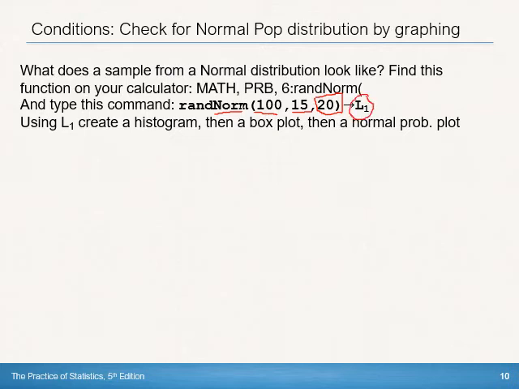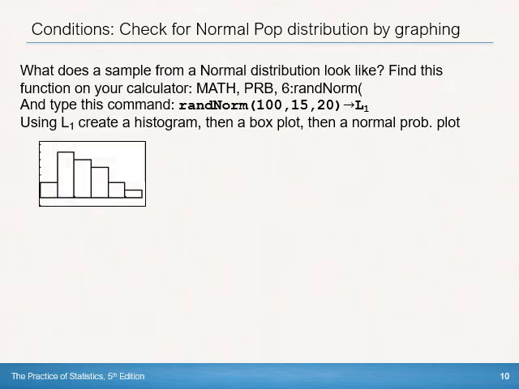Now I can take that list 1 and ask the calculator to plot it. I can either plot it with a histogram or plot it with a dot plot or a box plot. Let's see what happens when we do that. If I took that data, everyone's data would be different, because every calculator is going to create 20 different random values. But you can see here, even though I've taken data from a perfectly normal population, because that's what I've asked the calculator to do, the histogram still looks a little bit skewed.